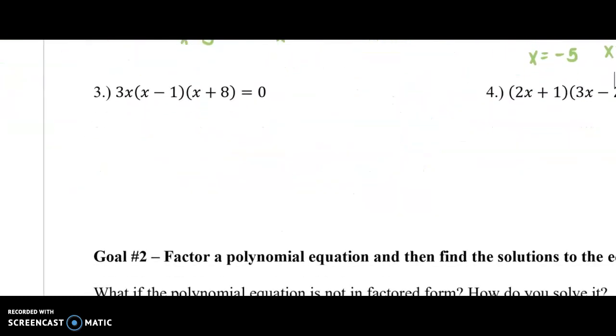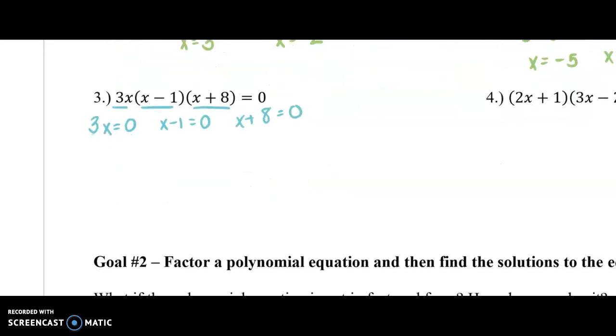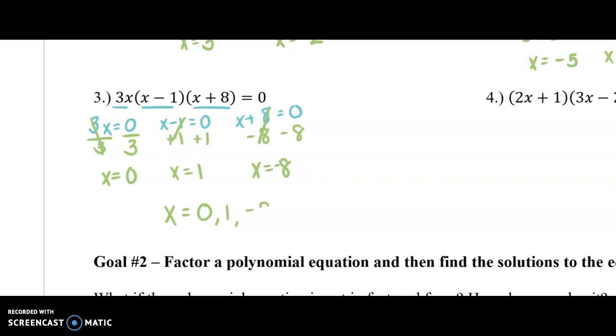Okay, let's look over here at number 3. Now I'm still setting everything equal to 0. So I have 3x, I'm setting that equal to 0. X minus 1, setting that equal to 0, and x plus 8, setting that equal to 0. 3x is equal to 0 was not the same as what we had up here with 4 equals 0. If there's an x, you can solve it. I can divide both sides by 3, and I get x to equal 0. Over here, I can add 1 to both sides, so x is equal to 1. Over here, I can subtract by 8, so x is equal to negative 8. So my answers would be x is equal to 0, comma, 1, comma, negative 8.